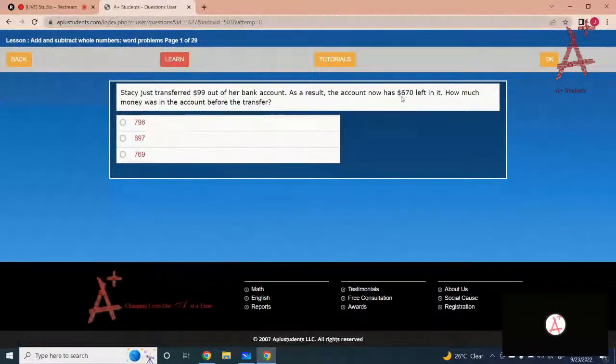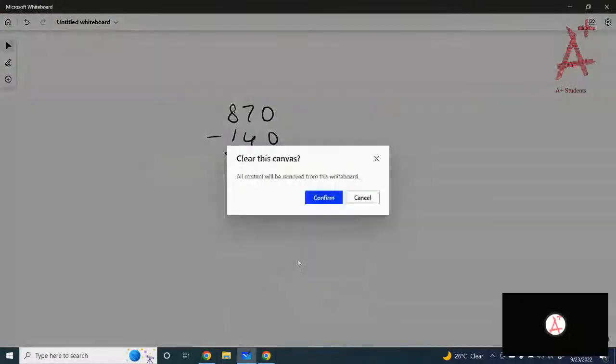Okay, so after transferring $99, the account now has 670. So we need to see how much money was in the account before the transfer. Got it? So that means you have to add 670 and 99 because you need to see the amount that was originally in the account before transferring $99. So you just need to add 670 plus 99.